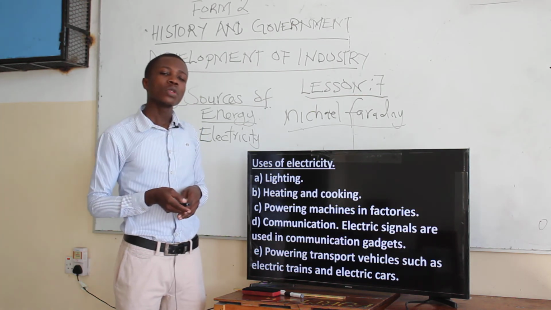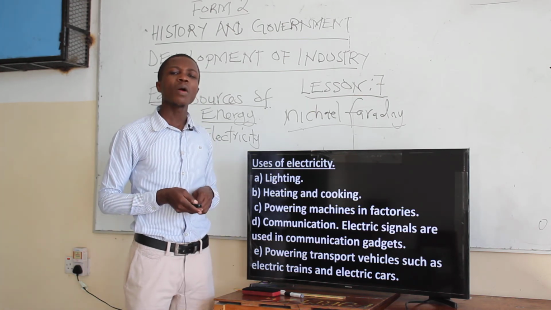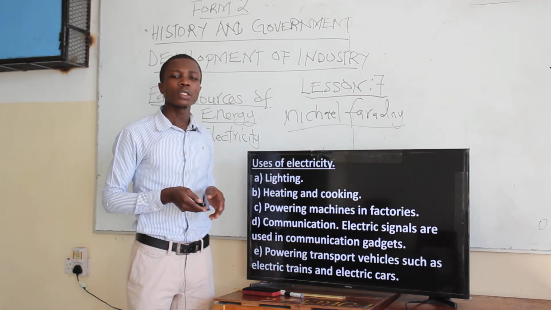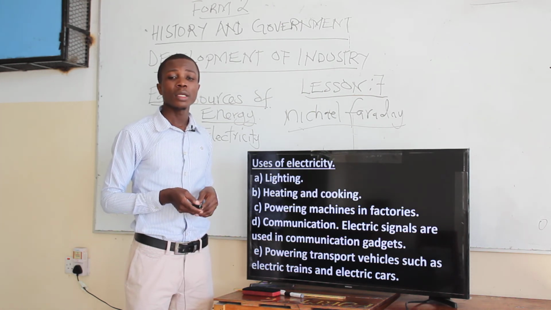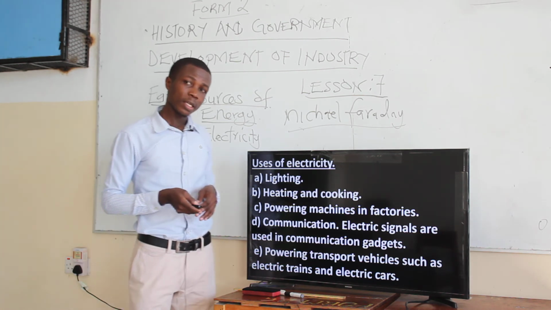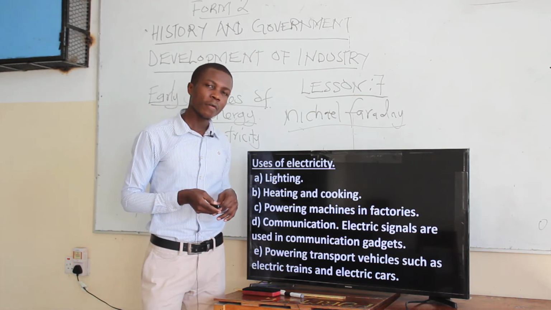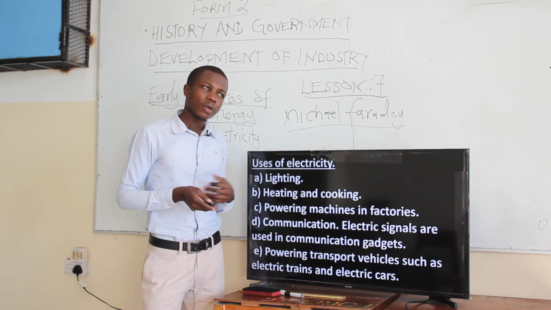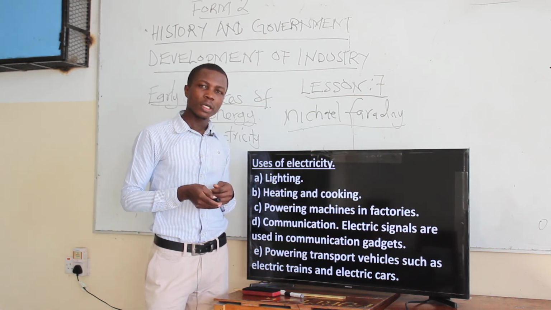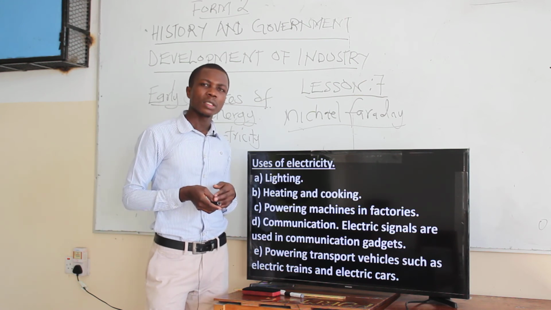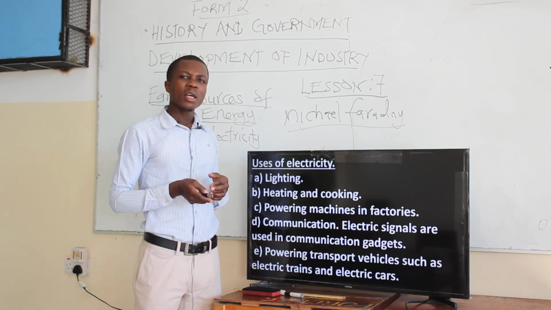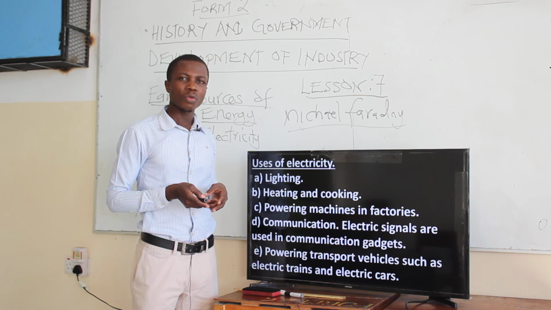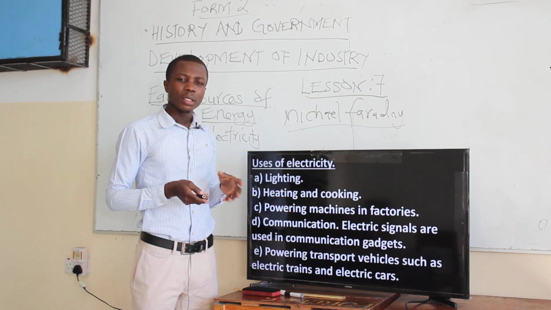The last use is powering transport vehicles. Electricity can be used to power transport vehicles such as electric trains and electric cars. Though we don't have one in Kenya, there are a lot of places where we have electric trains. We have electric trains in South Africa, and in other places of the world. In the United States of America, we have electric cars and electric trains. That's all about electricity.